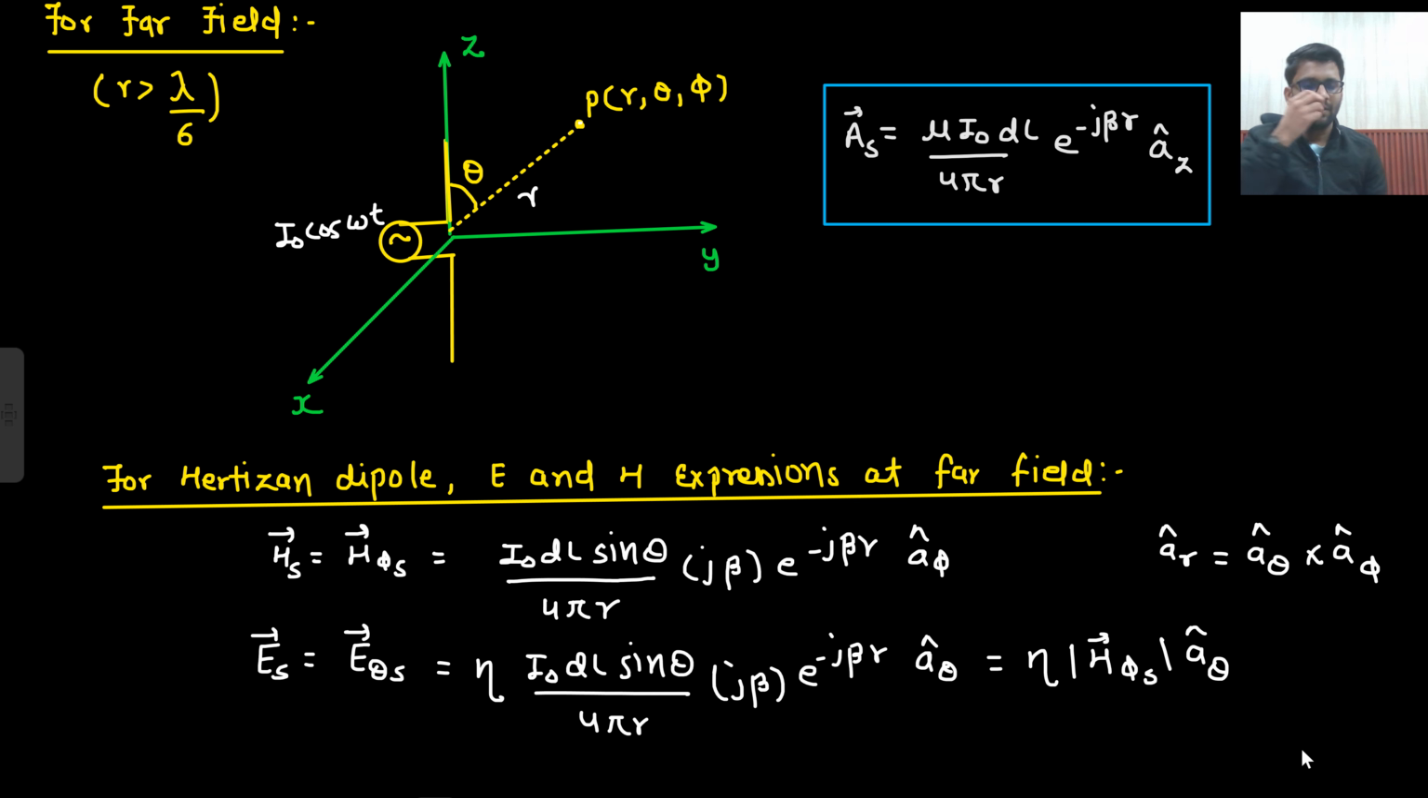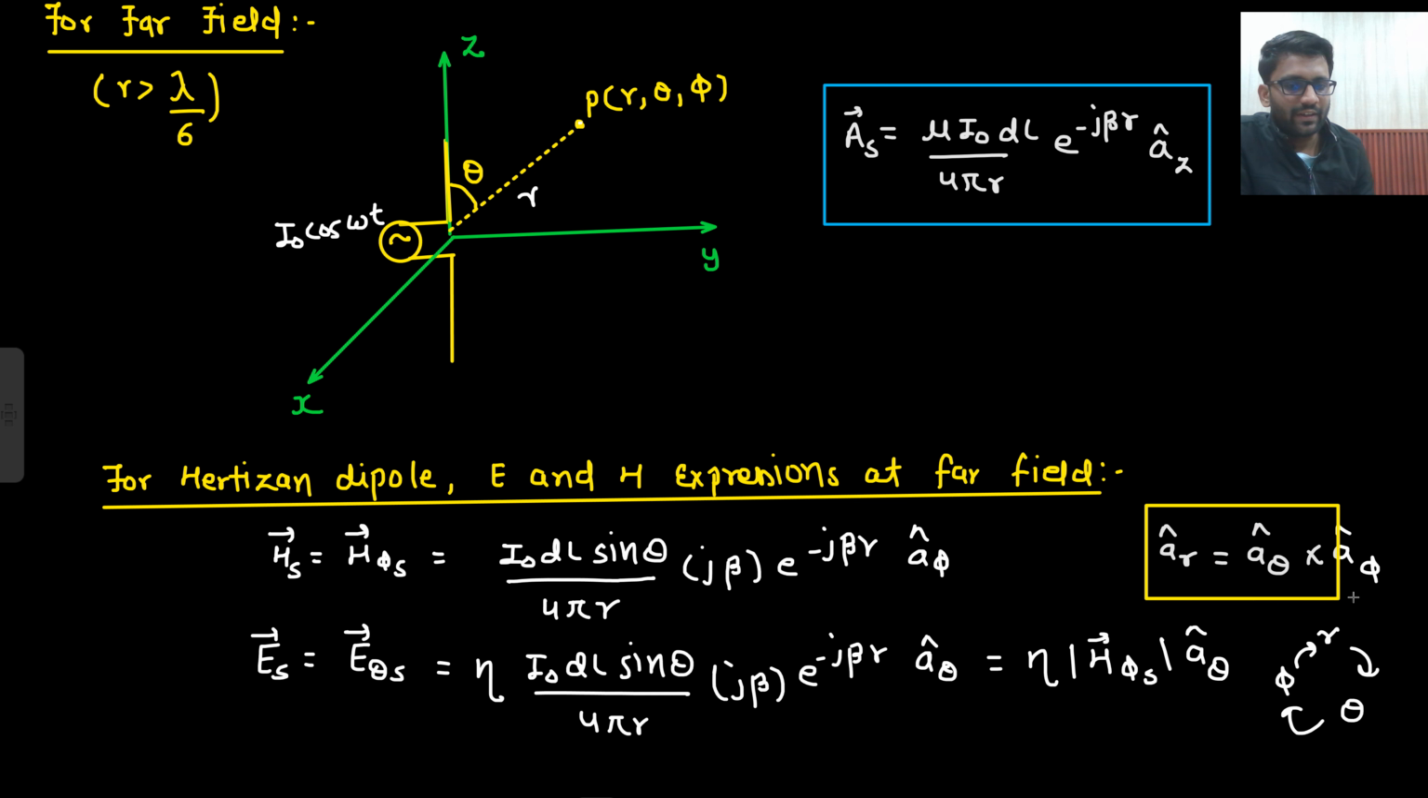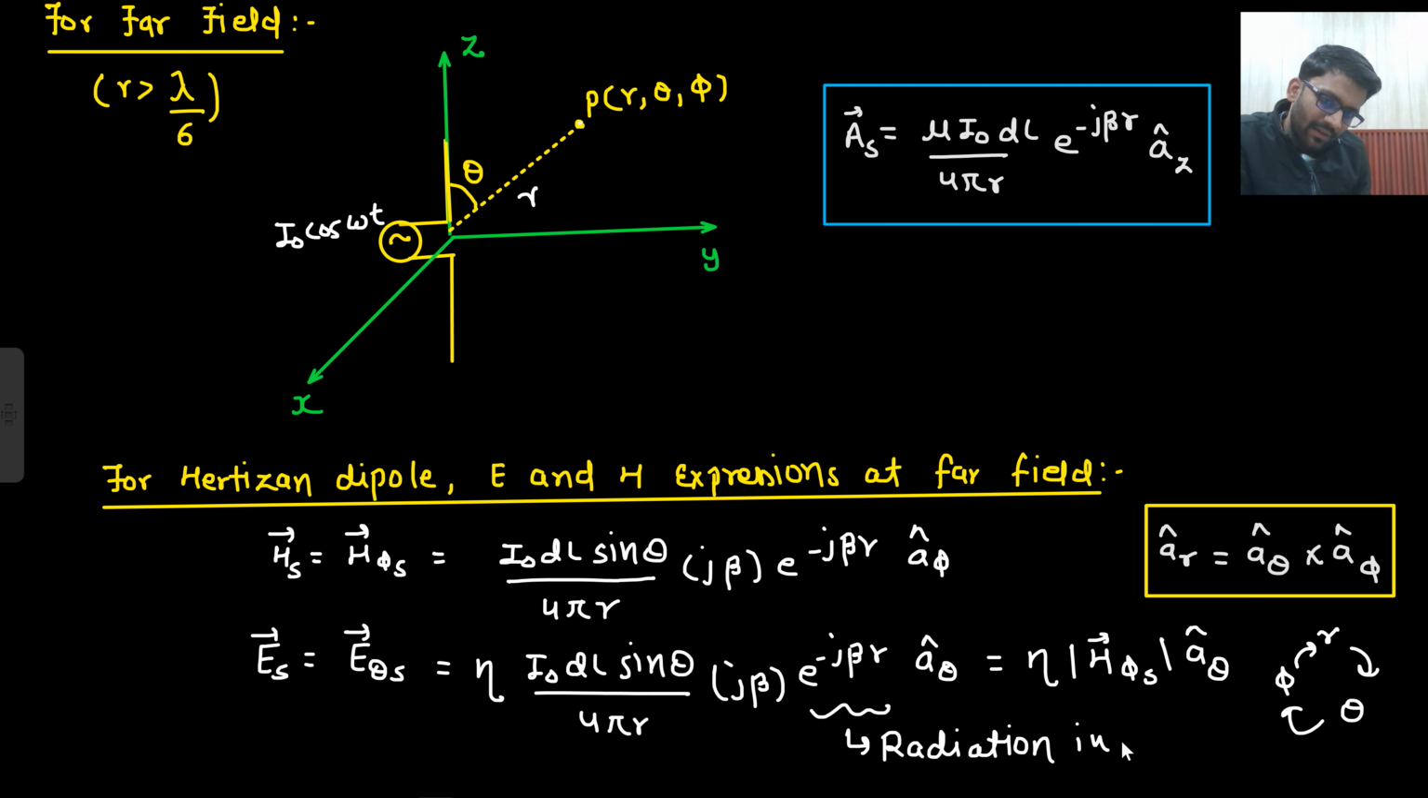And can you let me know, is this equation correct? Because r, theta and phi. So you know that a r cap equals a theta cap cross a phi cap. A theta cross a phi is equal to a r cap. So are we able to satisfy it? Yes, certainly we are able to satisfy it. So what we can say is that my radiation is in the direction of a r cap, but my electric field is dancing in theta direction and my magnetic field is dancing in phi direction.